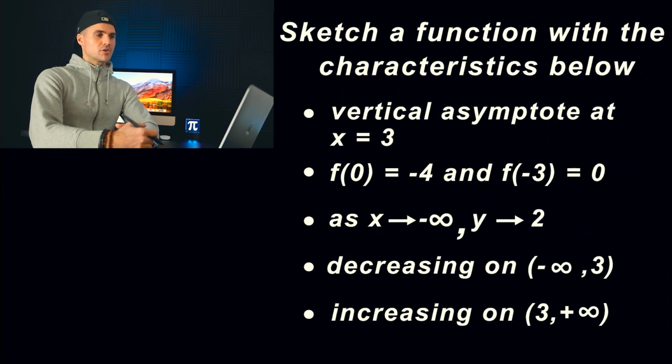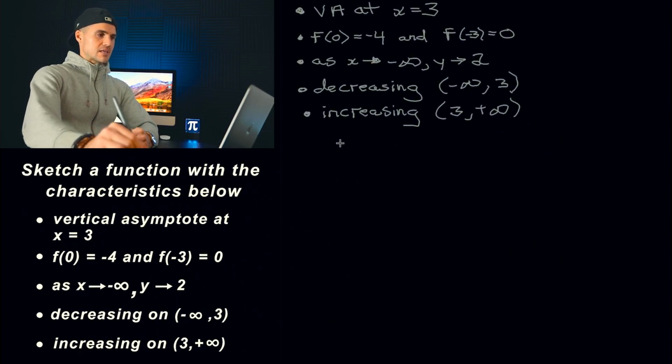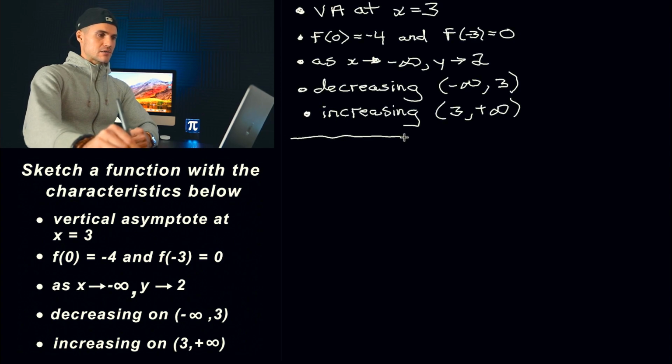Moving on to the next example on the Unit 1 Advanced Functions test. So we are given a bunch of characteristics for a function and we have to sketch the function that's going to match these characteristics. So let's get into it. We got this list here, let's go through it.